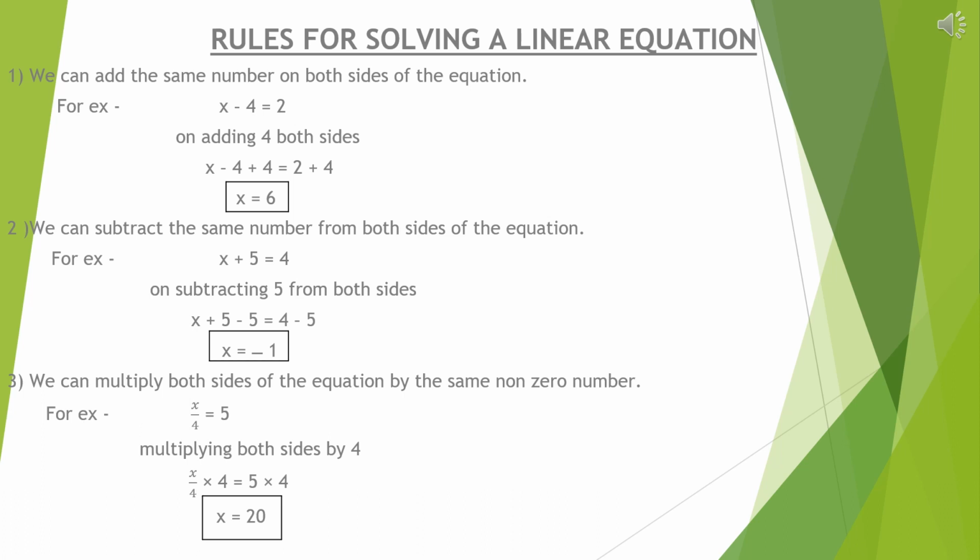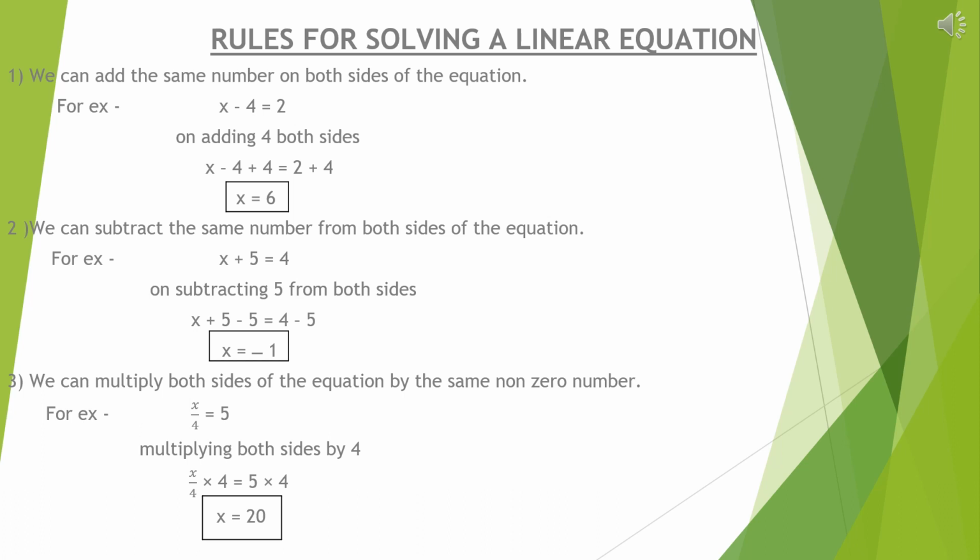Rule 2: We can subtract the same number from both sides of the equation. For example, x plus 5 equals 4. In this equation, we have plus 5 in the LHS. So for removing this, we have to subtract 5 from both sides. After subtraction, we will get x equals minus 1.